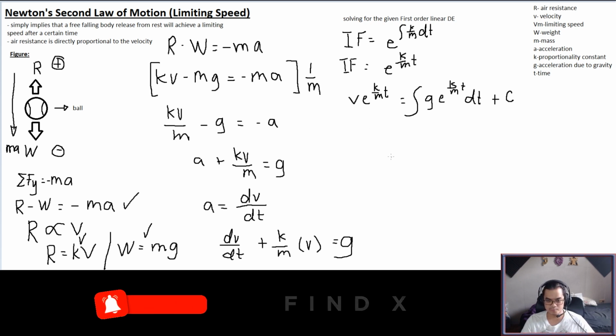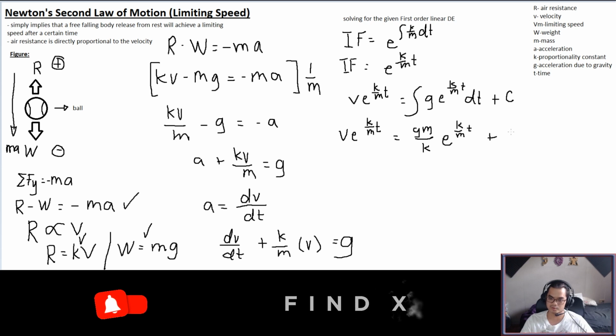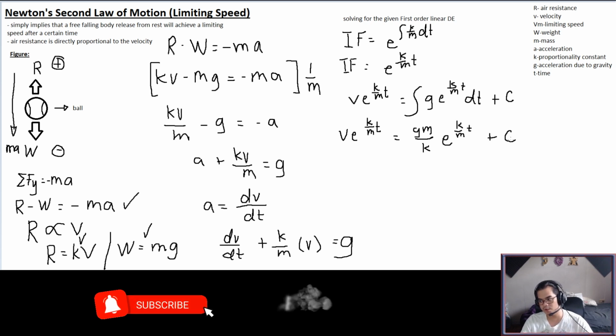So now you'll have your v e raised to k over m t equal to the integral of this one. You have to take the reciprocal, m over k. Therefore, you'll have your g m over k, right? e raised to k over m t plus c. Okay, but of course we have to get rid of the c.